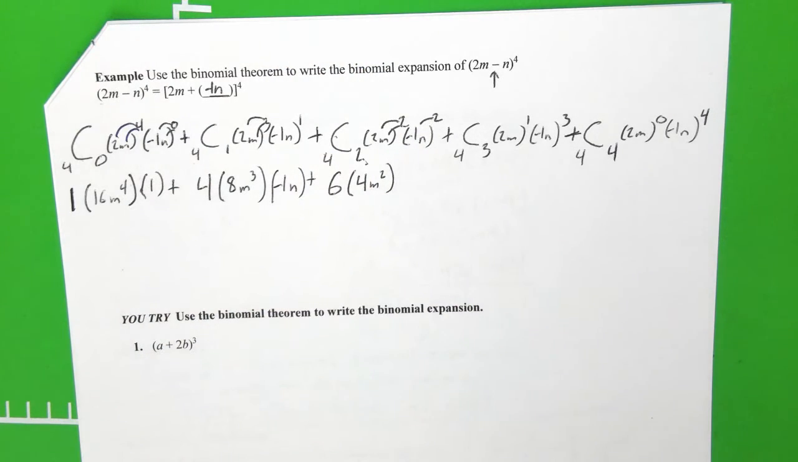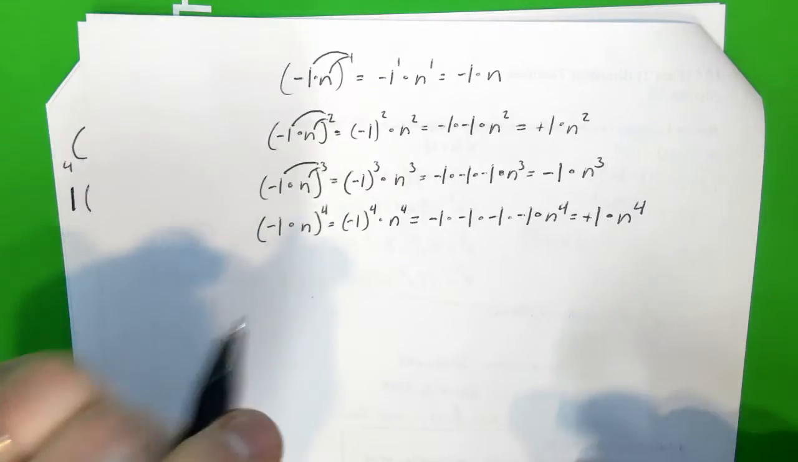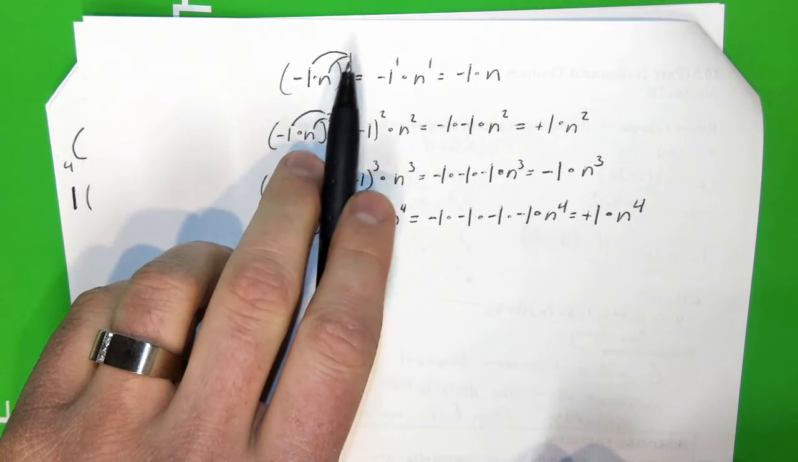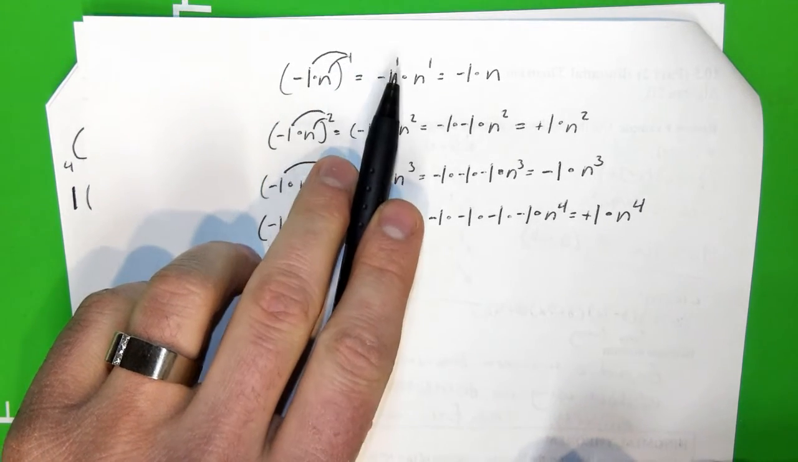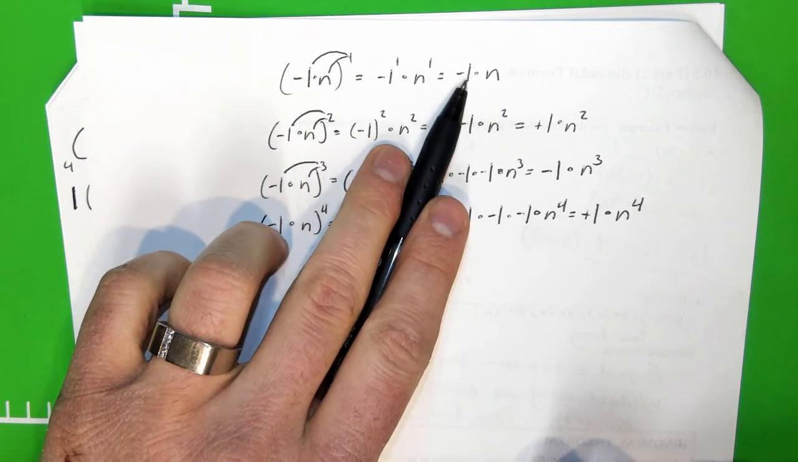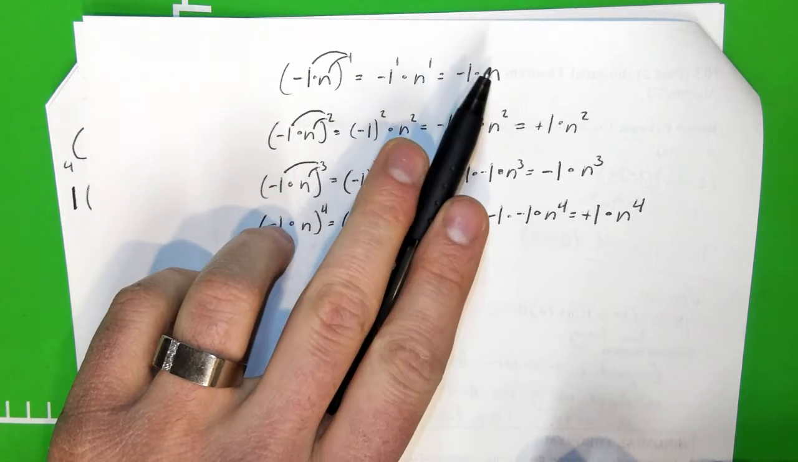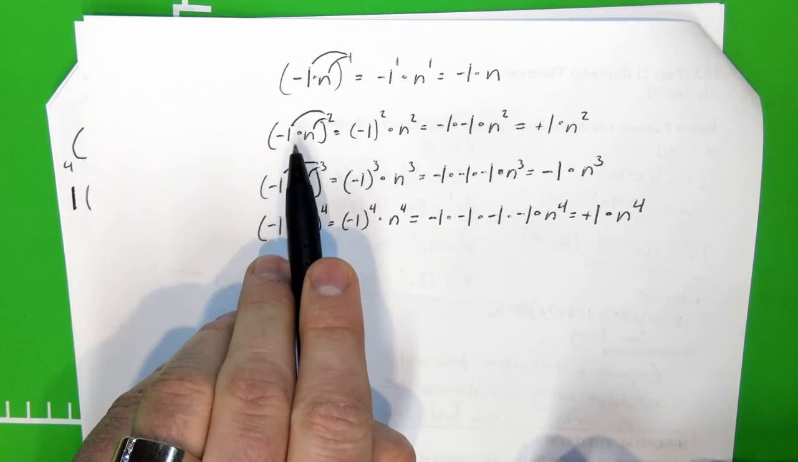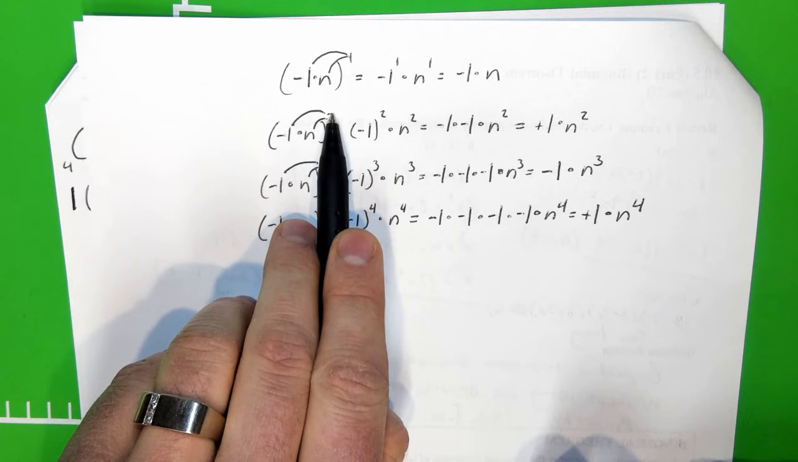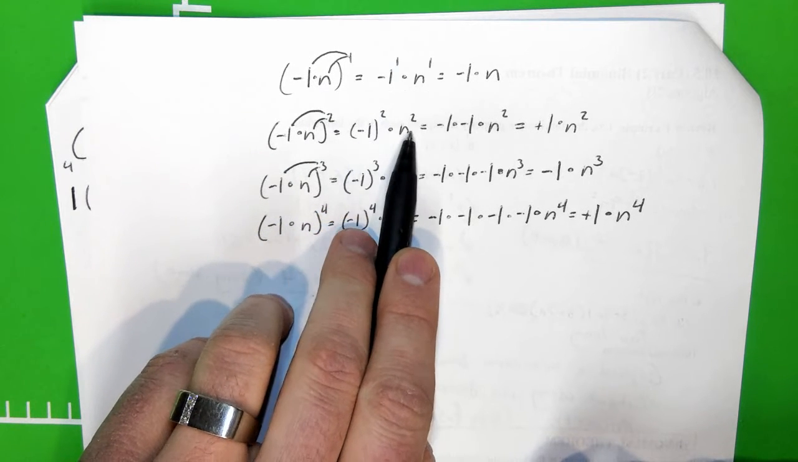So let's talk about that for a second. When we had our negative 1n and we raised it to the power of 1, the negative 1 got a power of 1 and nothing really happened. The n got a power of 1 and nothing really happened. When we take our same negative 1n and we raise it to a power of 2, what's going to happen is that they each get their own power of 2.